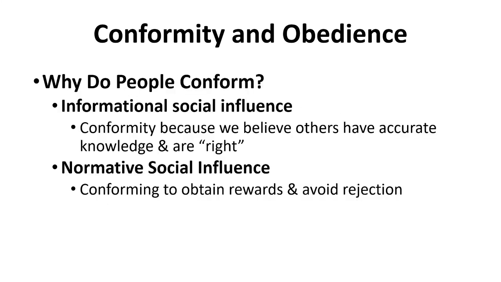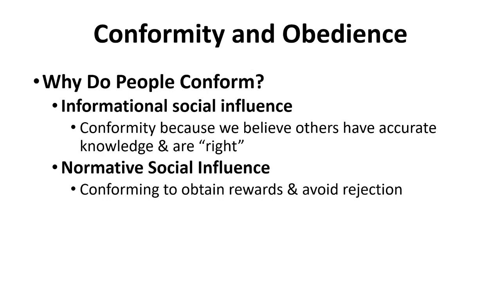So why is it that people are conforming? We're going to talk about two reasons for conformity. The first of which is informational social influence, basically where you conform because you think that others have more knowledge or more information than you do, and that they are probably right and you're probably wrong. So you go along with the group because you assume that the group knows better.